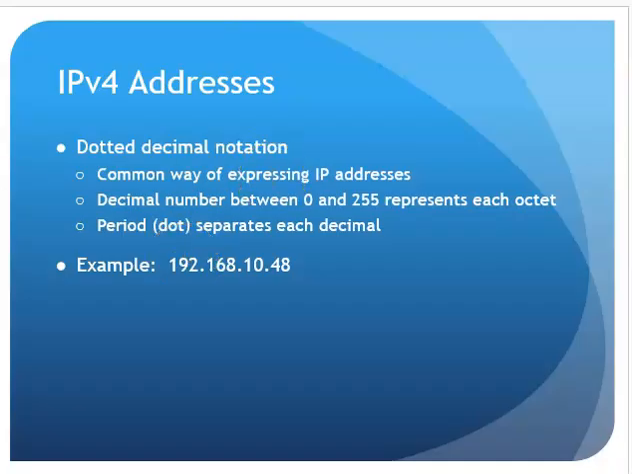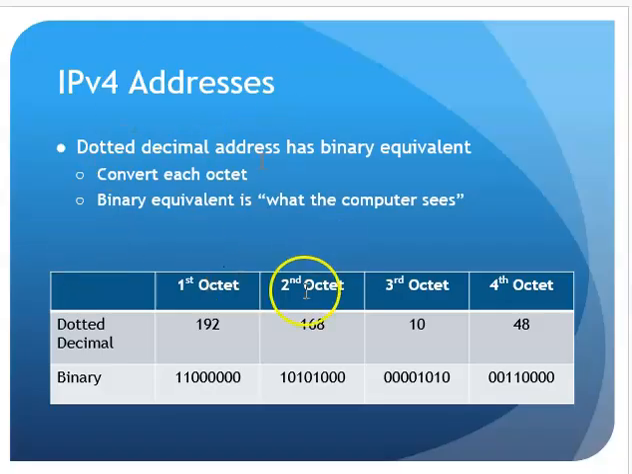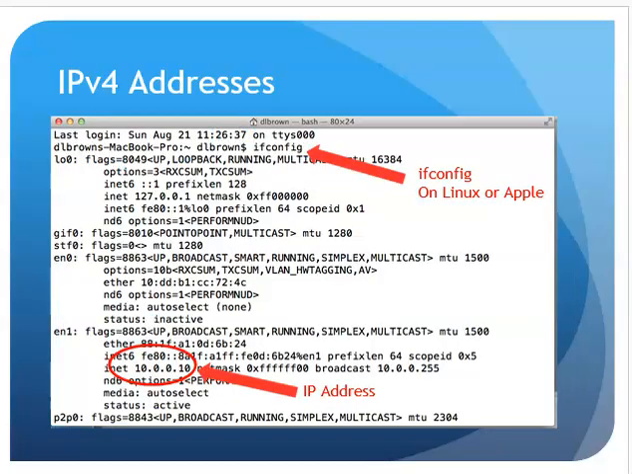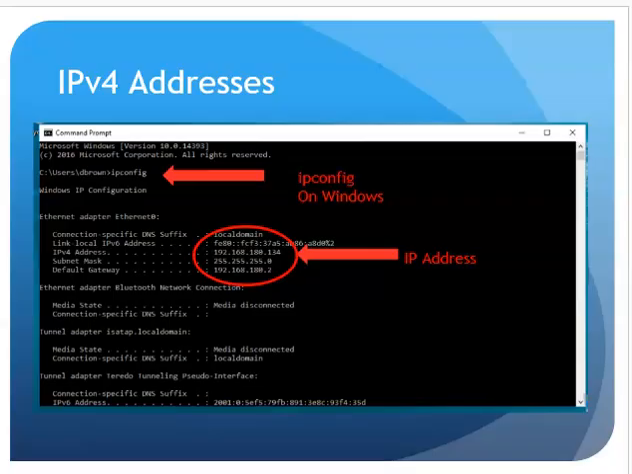We see the dotted decimal number, and the computers and devices on the network see it as a binary string of numbers. So the decimal numbers are for us humans. The binary is what is really seen by the network cards, routers, servers, and devices on the network that read and interpret these addresses. Again, remember, ifconfig on Linux or Apple to see the address, ipconfig on Windows.